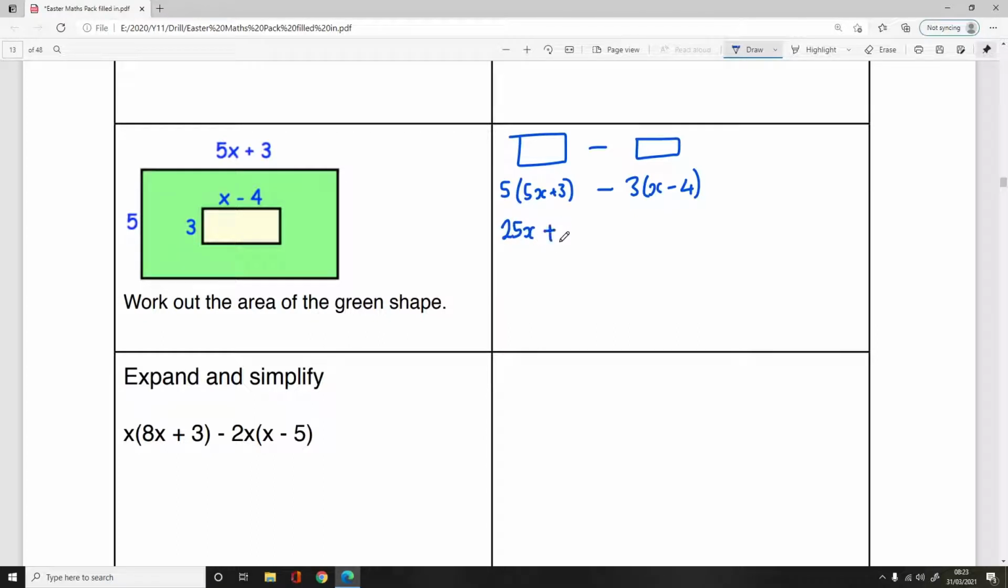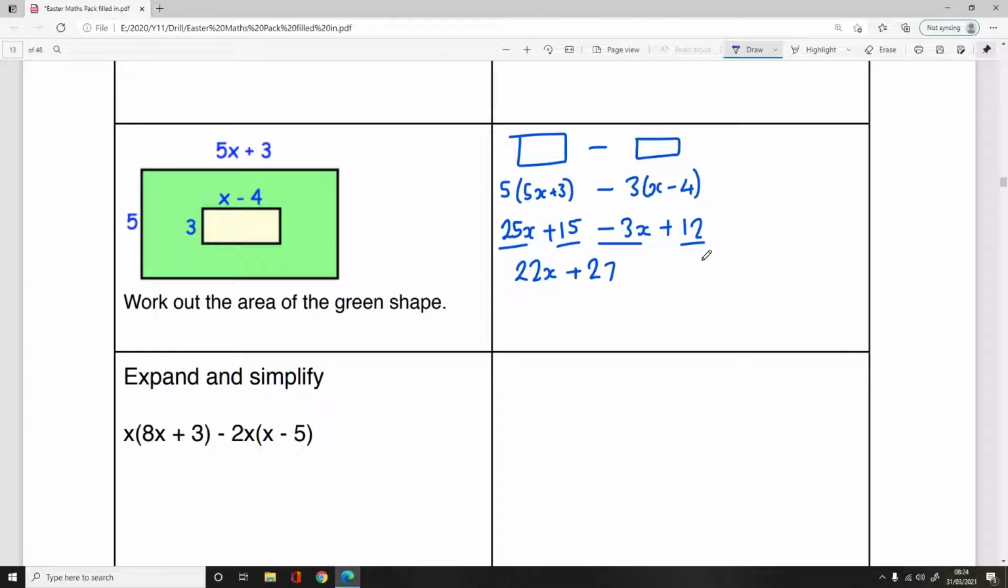25x plus 15. And then remember your times in this bracket, not just by 3, but by minus 3, because of the way we set it up. So minus 3x, that's fine, but it means that our next term would be plus 12, because it's minus 3 times minus 4. Then simplify it all together. You'll notice this is generally the case with algebra. It's always expand and simplify. 22x from the 25 minus 3, and 27 from the 15 plus 12. And that's done.